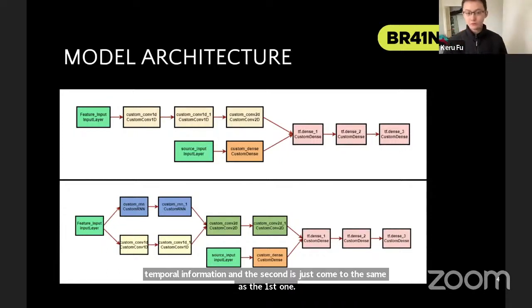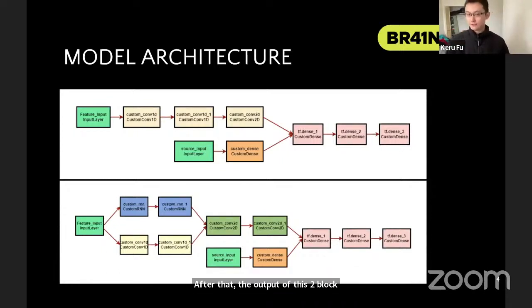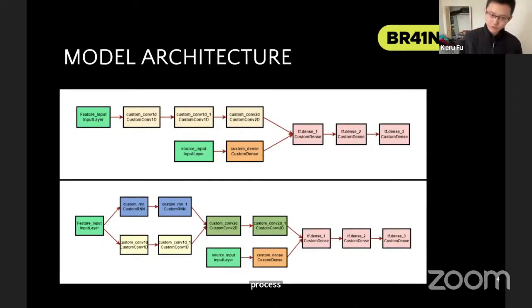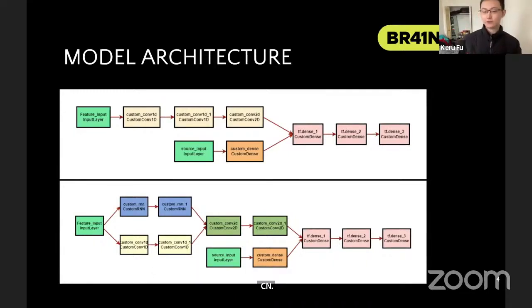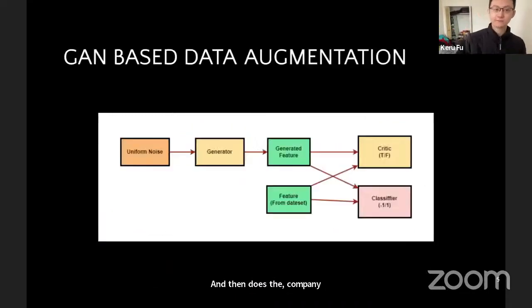After that, the outputs of these 2 blocks are concatenated to construct a 4D tensor, and then we process it with Conv2D. Conv2D, you may just refer to it as CNN, but Conv2D is just one type of CNN. And then the concatenated results are still processed by a dense layer to get the final classification result.